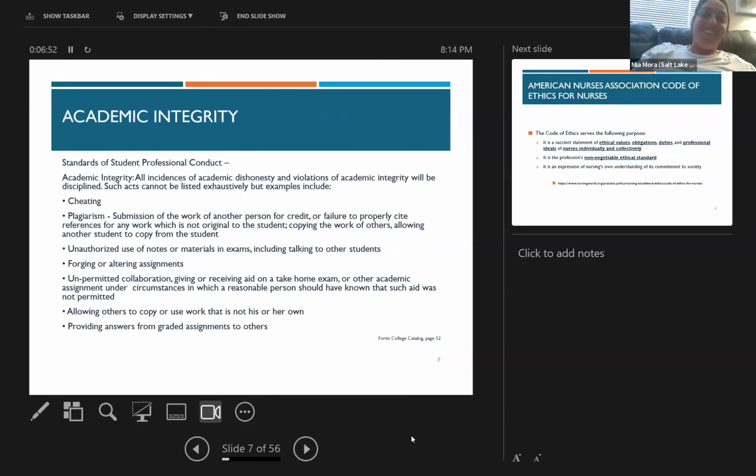Academic integrity. It makes you sound like a Harvard graduate. I'm not a Harvard graduate. I'm a Barry University graduate, which actually is a very good school in Miami.